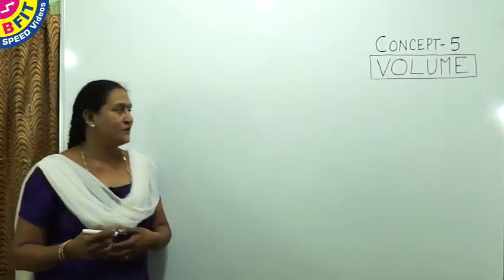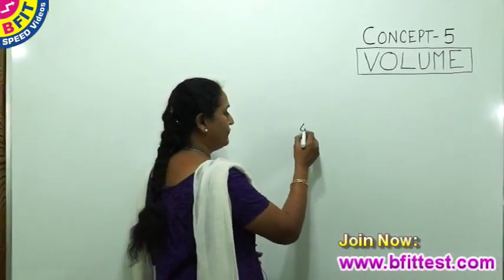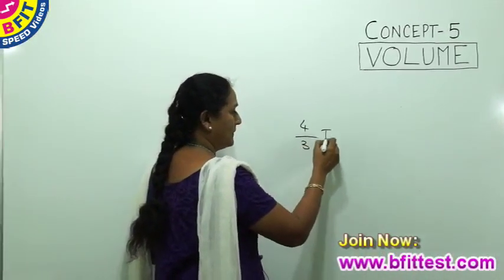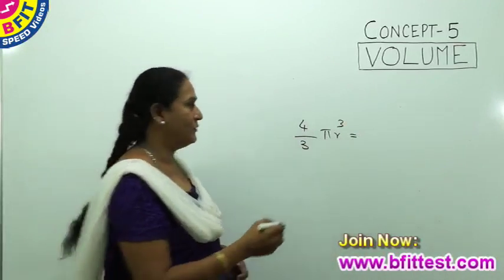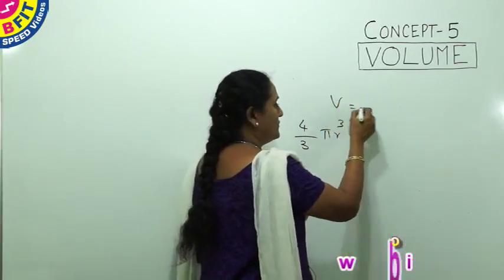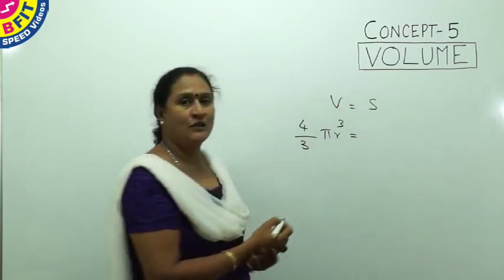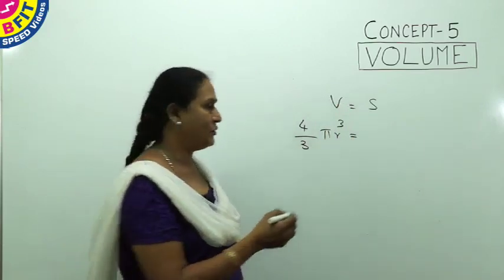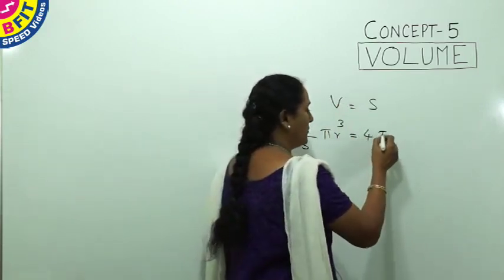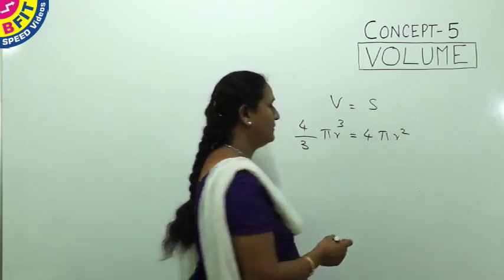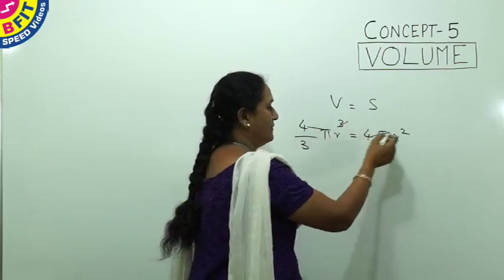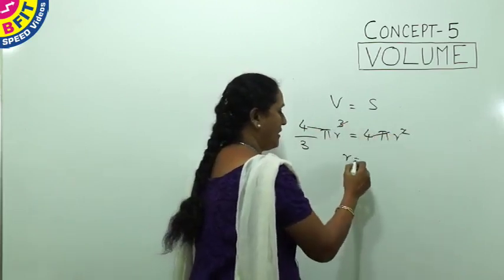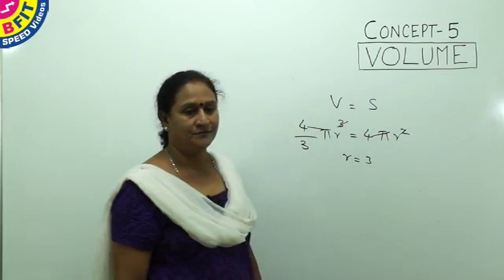What is the volume of the sphere? It is 4 by 3 pi r cube. So this is equal to, the volume of a sphere and surface area both are the same. So 4 by 3 pi r cube is equal to 4 pi r square. And now simplifying the common factors, we get r equal to 3.